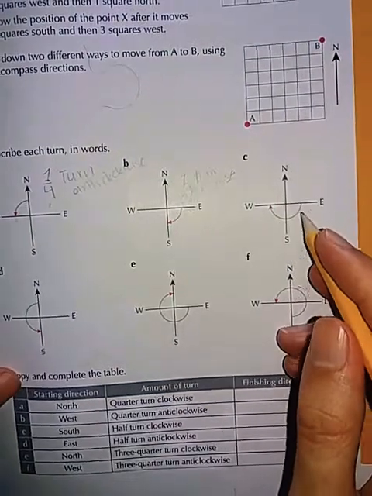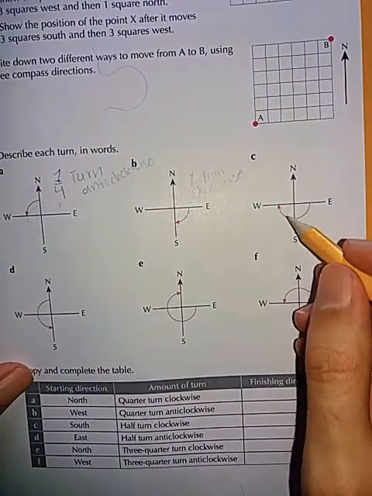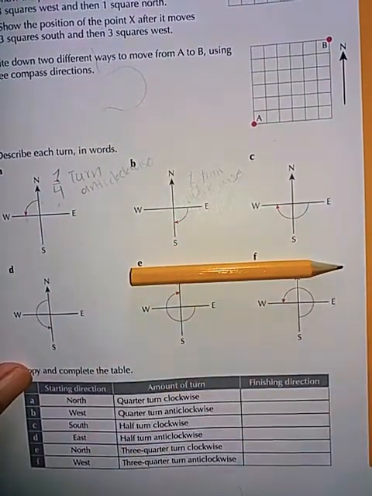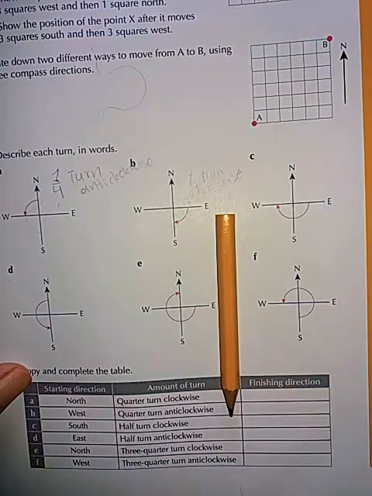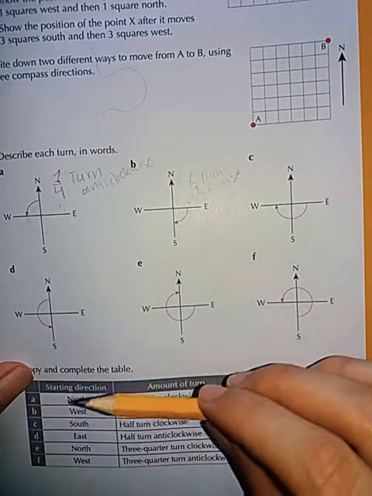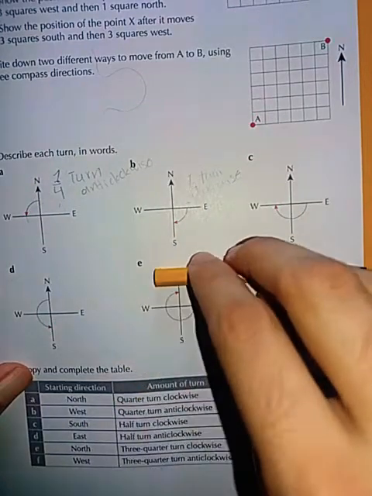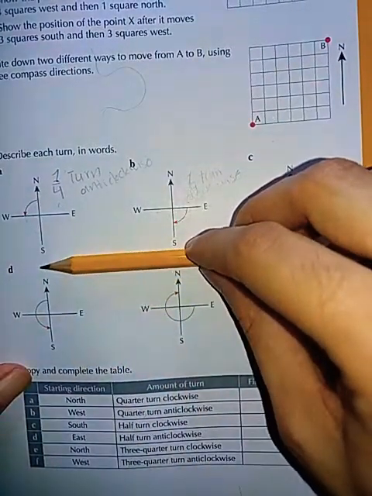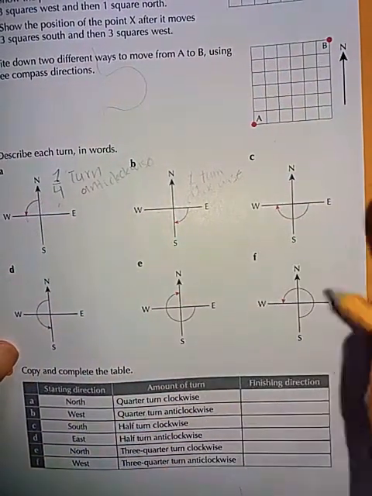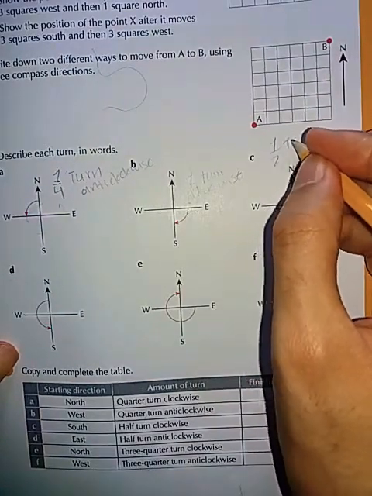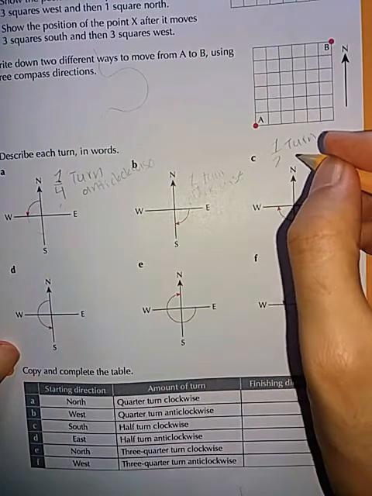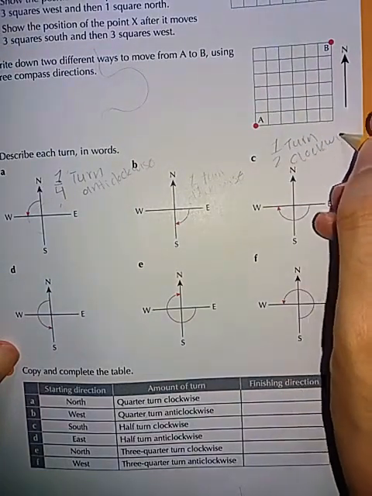Move to C. In C we moved half a turn. We were facing the east. We moved a quarter to the south and another quarter to the west. As I said in my previous video, when we move from one direction to the opposite direction, that means we moved half a turn. So what we write is half turn. Now we decide the direction. We are moving clockwise. So half turn clockwise.